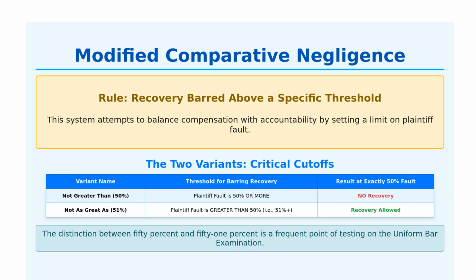This is slightly more generous to the plaintiff, barring recovery only if the plaintiff's fault is greater than 50%, meaning 51% or more. Therefore, if the plaintiff is exactly 50% at fault, they can still recover under this rule. Understanding this precise difference between 50% and 51% is vital, as many states adopt one of these two modified standards.